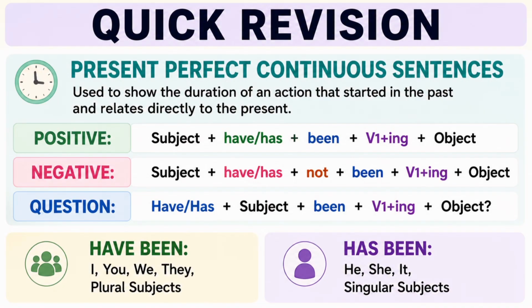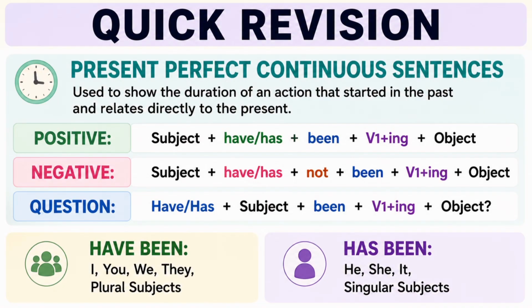The present perfect continuous tense is used to show the duration of an action that started in the past and relates directly to the present. The structure is positive, subject plus have or has plus been plus verb 1 plus ing plus object. Negative, subject plus have or has plus not plus been plus verb 1 plus ing plus object. Question. Have or has plus subject plus been plus verb 1 plus ing plus object.